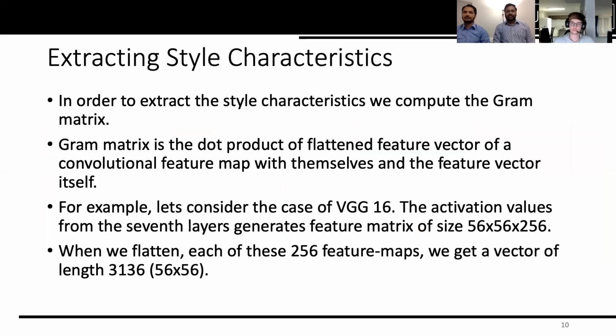Extracting style characteristics. In order to extract style characteristics, we compute the gram matrix. Gram matrix is nothing but the dot product of a flattened feature vector of a convolution feature map with itself. We basically try to minimize the mean square distance between the different gram matrices. For example, let us consider the case of VGG16. The activation values from the 7th layer generate the feature matrix of this order, and we flatten each of these feature maps and we get a vector of a certain length.